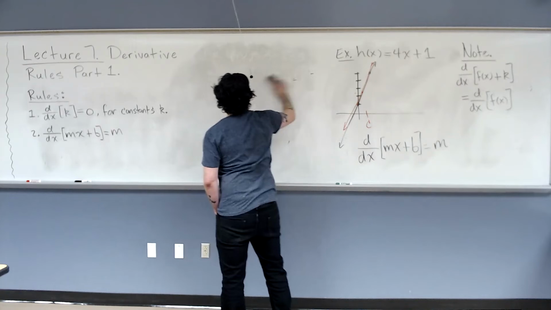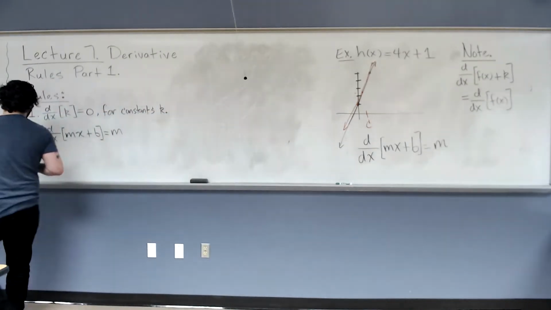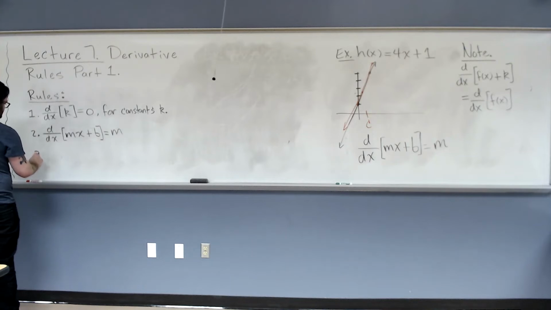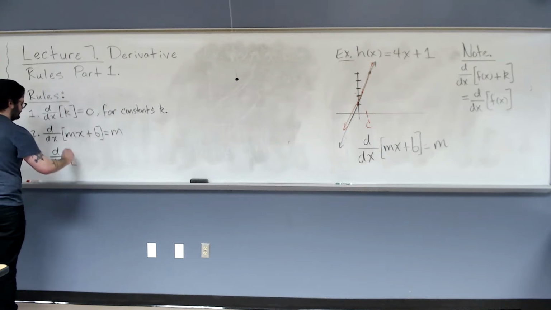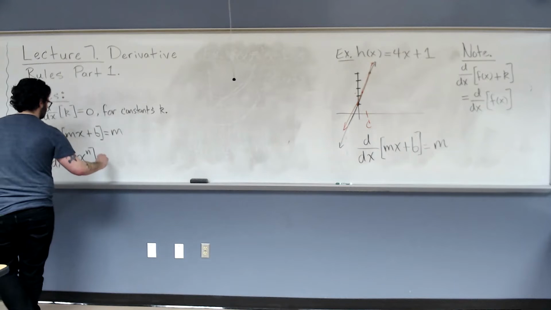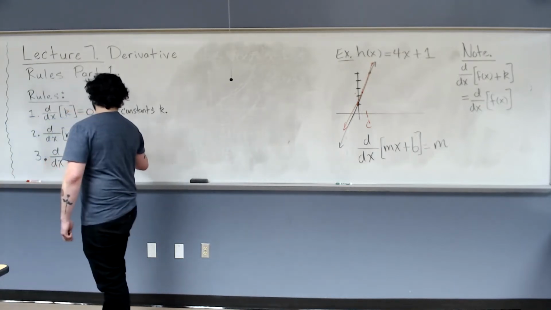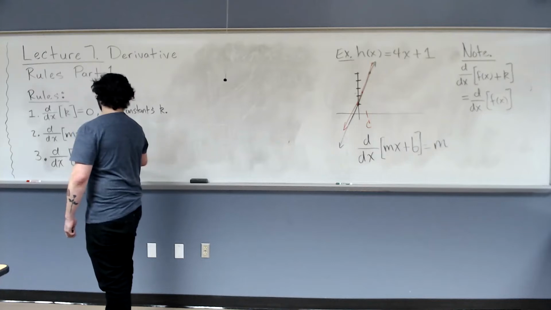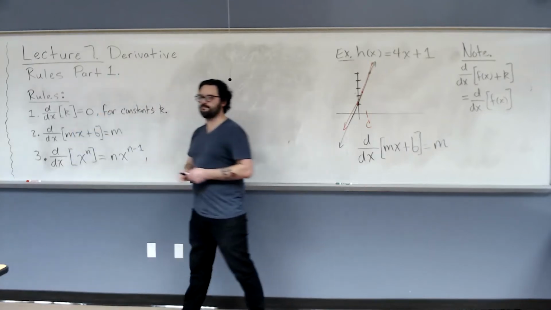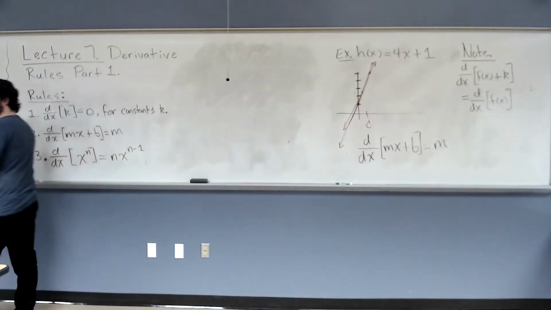Okay. Now, I'm just going to go ahead and write the next rule. The derivative with respect to x of x to the power n is equal to n times x to the power n minus 1. Okay, where n is just some rational number. Okay.